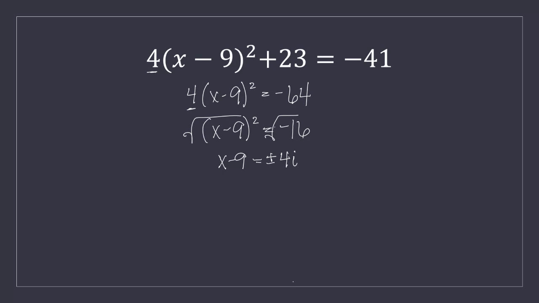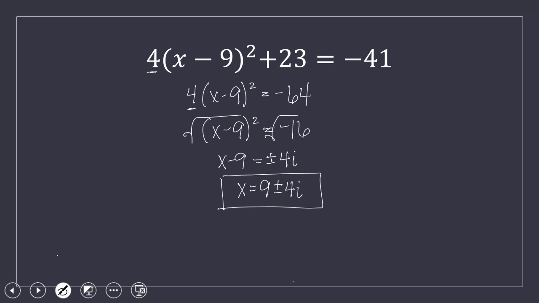My last step is going to be to add 9 to both sides to get that away from the x. So I have 9 plus or minus 4i. Remember when we talked about complex numbers that you cannot combine the real part and the imaginary part? So this just stays as 9 plus or minus 4i.